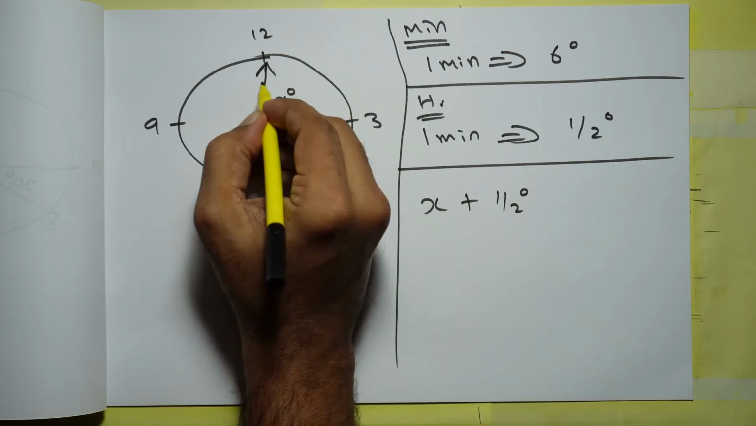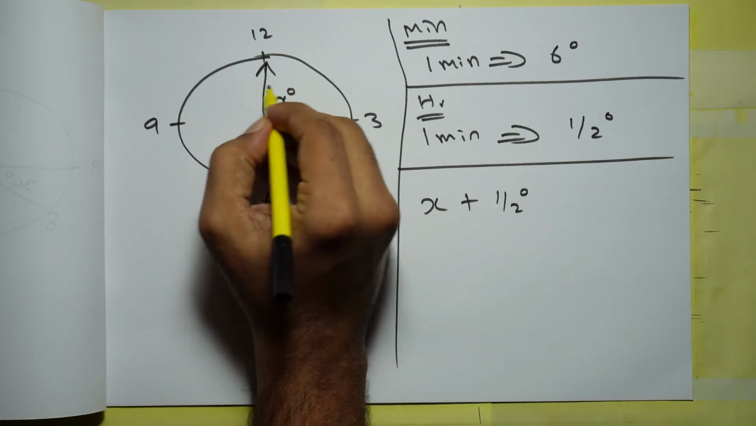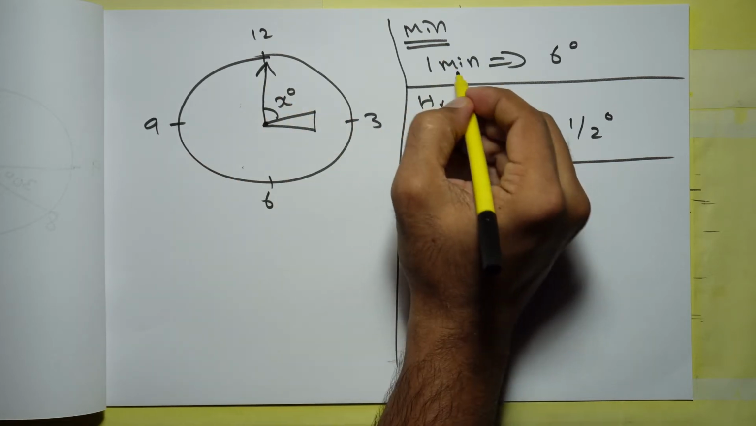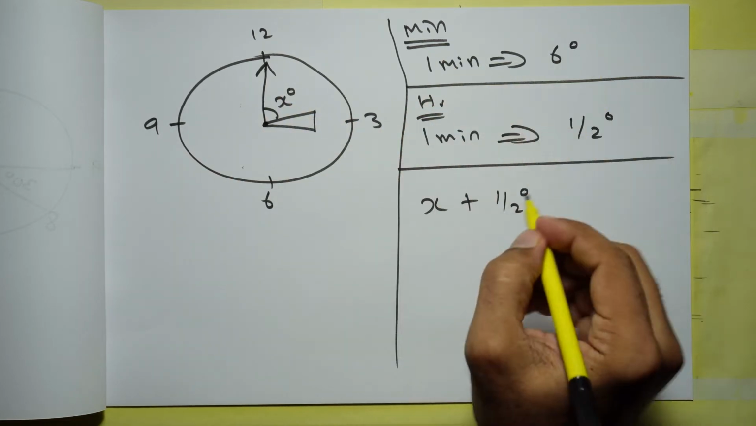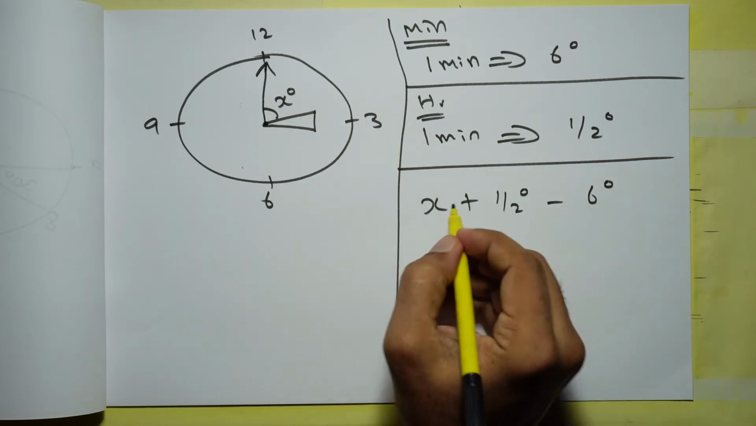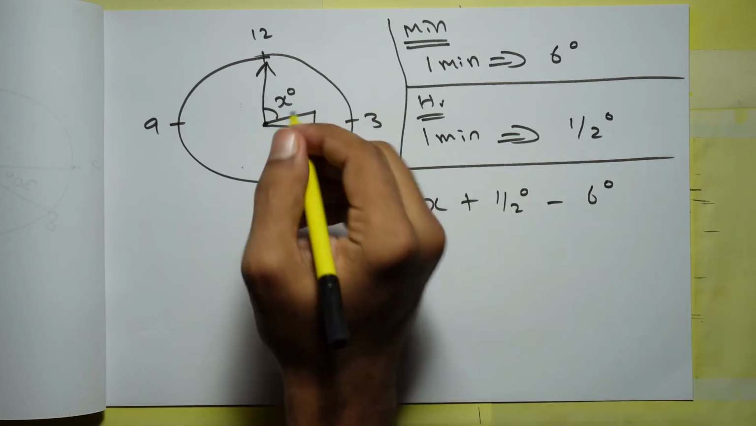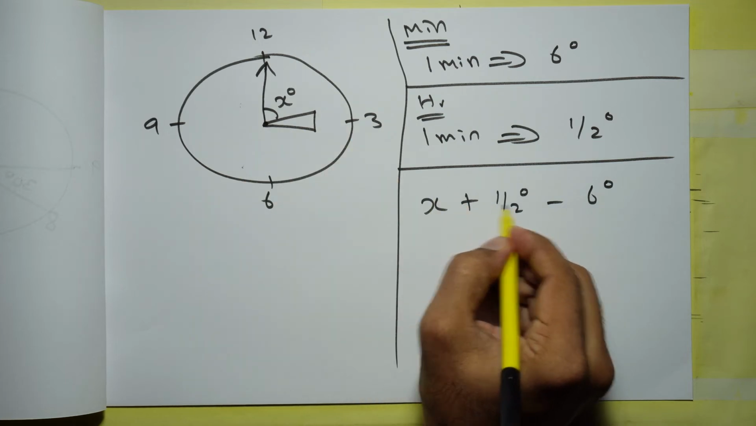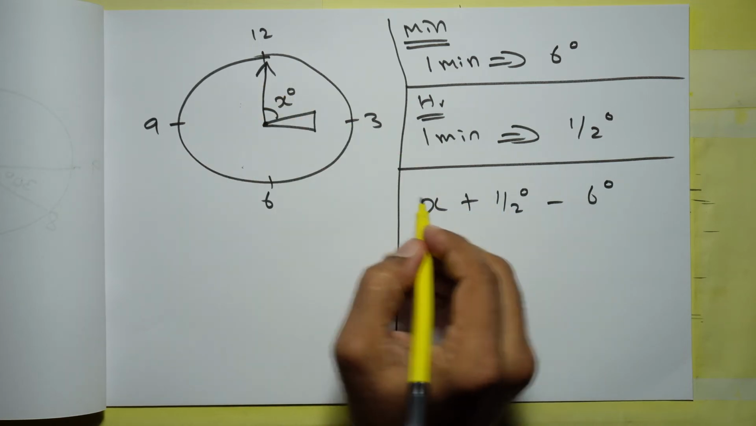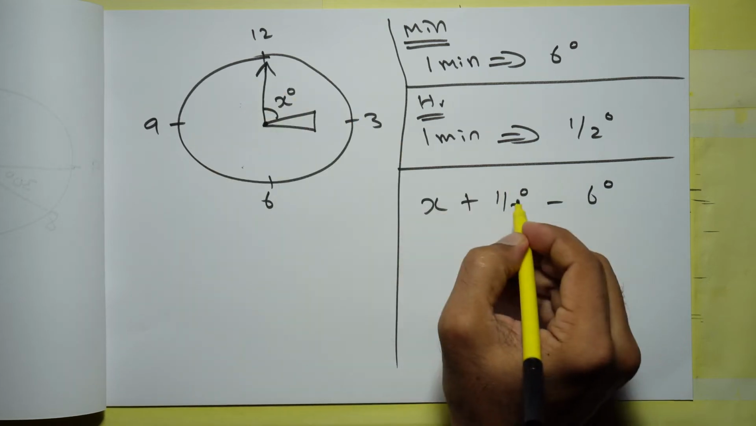And the minute hand is also moving in the clockwise direction, and you can see that the minute hand is decreasing this angle. In 1 minute, it will move 6 degrees, so the minute hand will decrease this angle by 6 degrees. So after 1 minute, the hour hand will increase the angle by half a degree, x plus half, and the minute hand will decrease it by 6. So it will be x plus half minus 6.